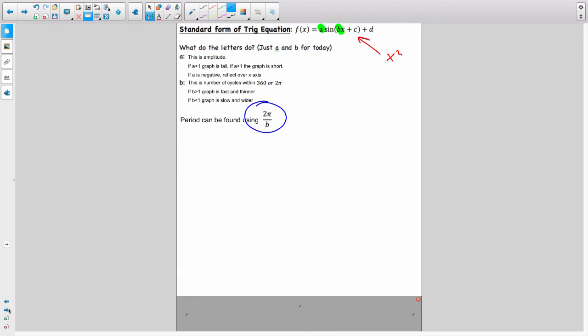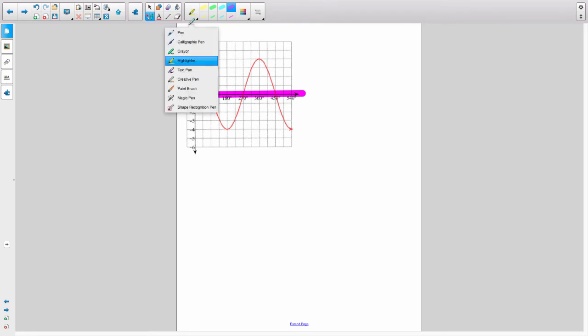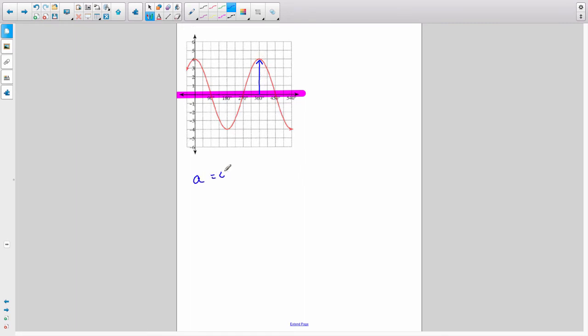Okay, so let's do a couple practice problems, and then you could do your classwork. Where's my midline? Keep that in purple. Right here at the x-axis. Okay, that's cool. So using that, I can find out the amplitude because it's the absolute distance from midline to any of the maximums. And that would be 1, 2, 3, 4. Okay. A is 4.